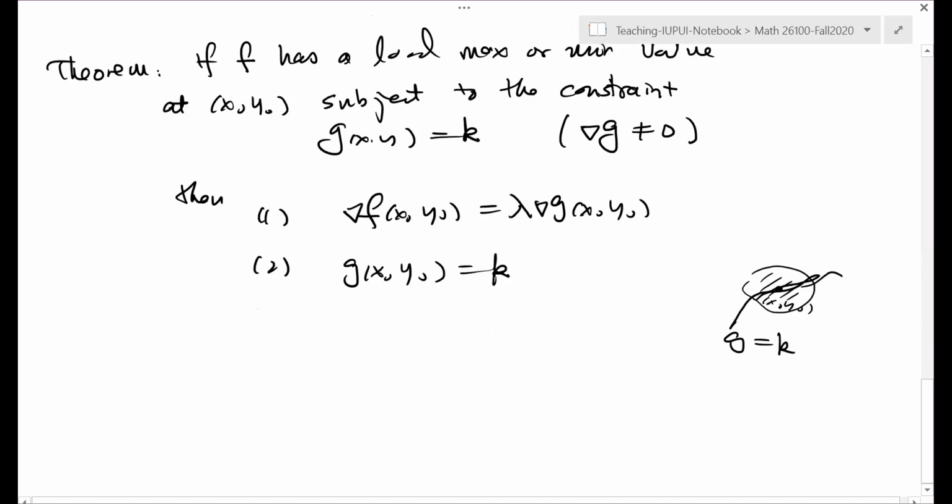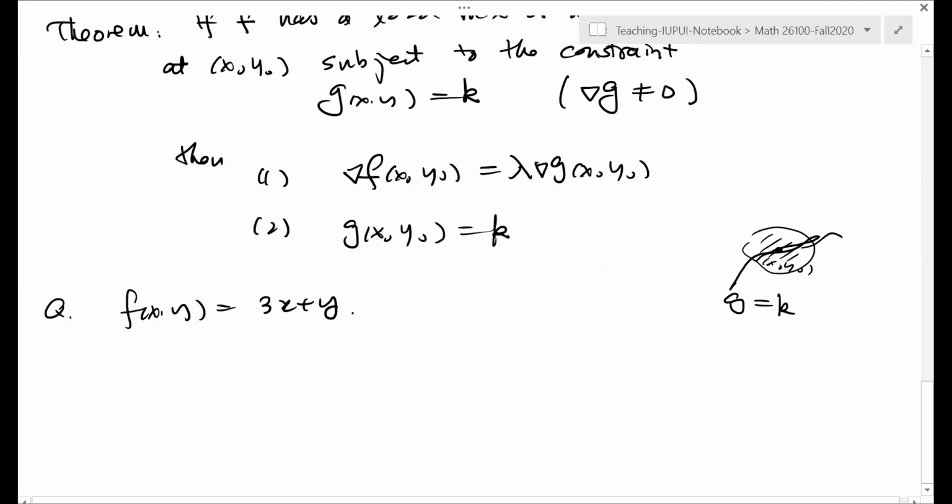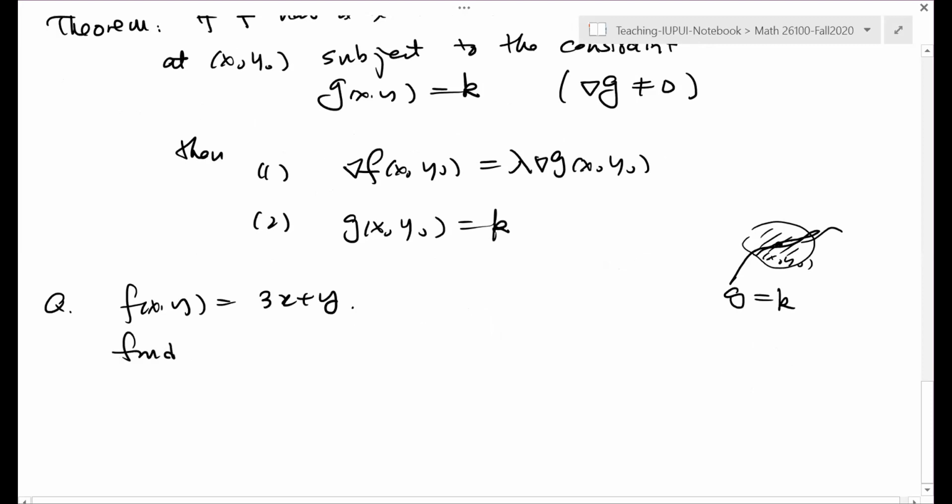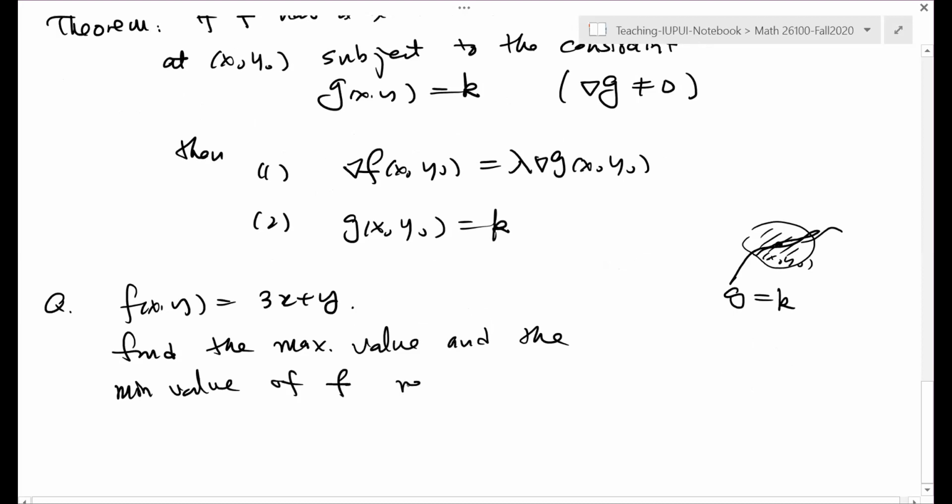So let's take a look at an example. f of x, y is going to be 3x plus y. Find the maximum value, and this is a typical example, and the minimum value of f restricted to the circle x squared plus y squared equals 10.